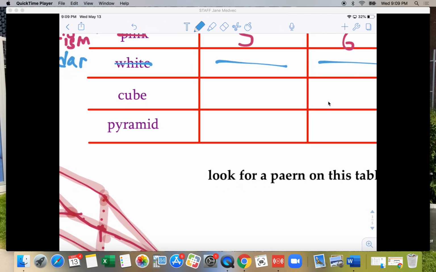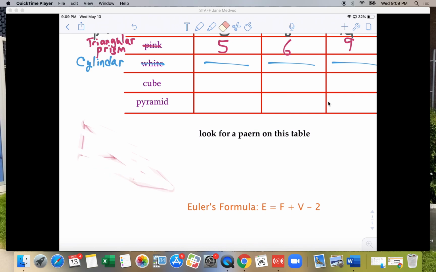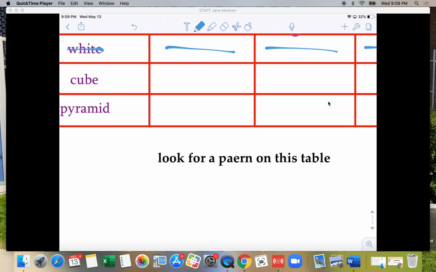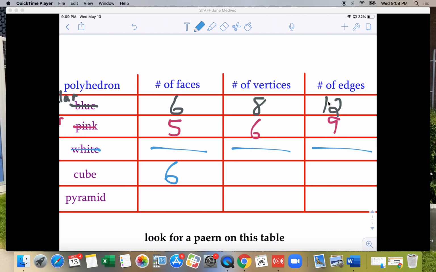Now we're going to look at a cube. When they talk about a cube, what they're looking at is like a dice. So their squares are the sides. If I think about a dice, I've got a top and a bottom, and then I'd have 4 sides. So the total number of faces is 6. The vertices, I've got 4 on the top and 4 on the bottom for a total of 8. And then the number of edges, remember that's the flat side, so there's 4 on the top, 4 on the bottom, and 4 in the middle for a total of 12.